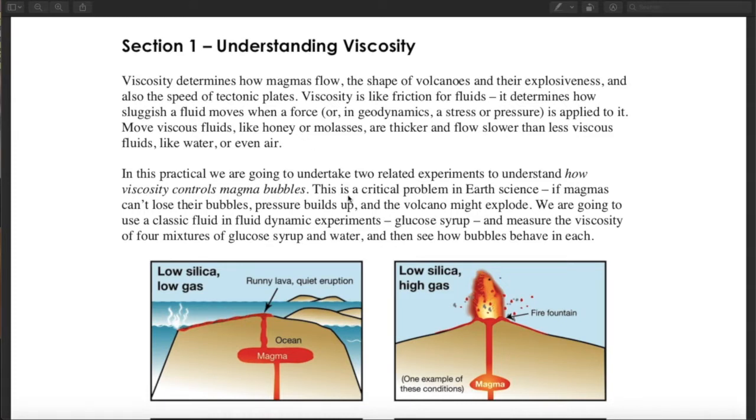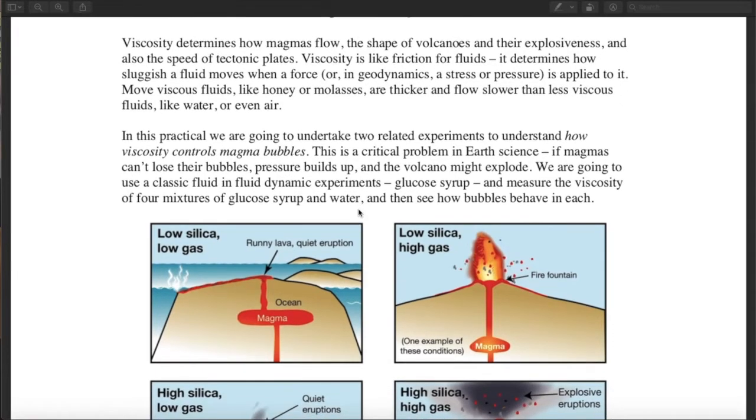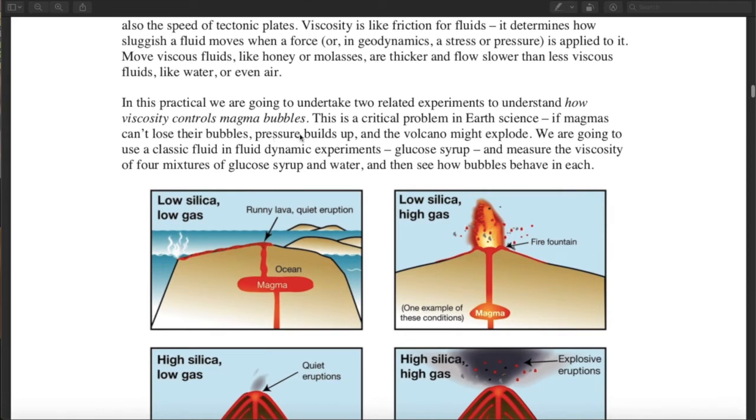In this practical, we're going to undertake a couple of experiments to understand how viscosity controls magma bubbles. This is really important for our science because, as we've talked about in the lectures, some volcanoes get very, very explosive, and the ones that do have tended to build up a lot of pressure in the subsurface because they can't let gas or magma escape very easily, because their magmas are too viscous. Rhyolite volcanoes are an example of that. If they can't lose their bubbles, the pressure builds up and the volcano might explode.